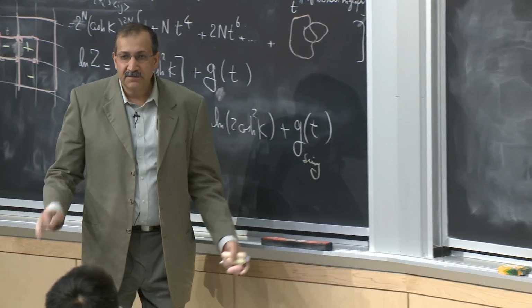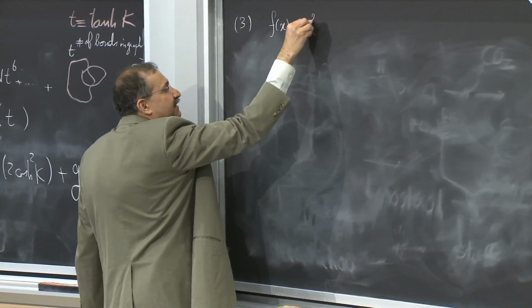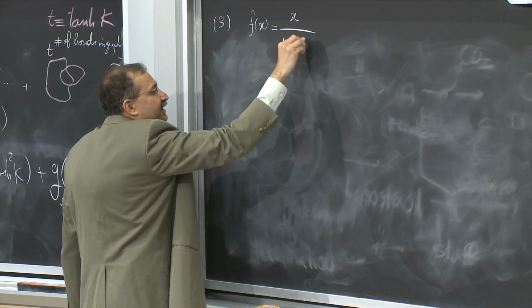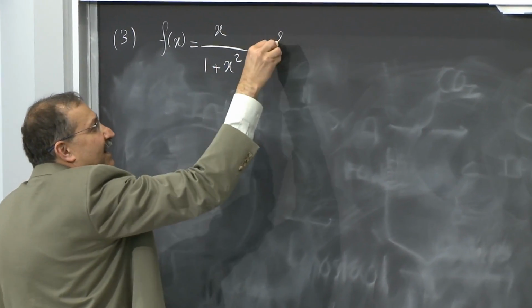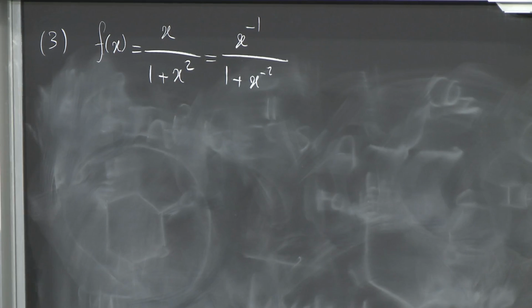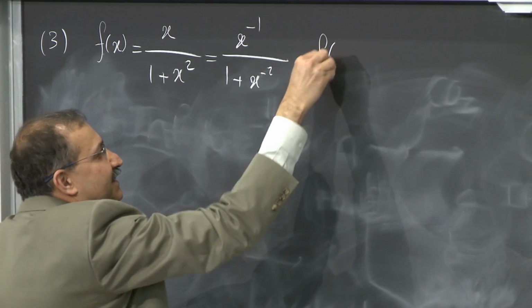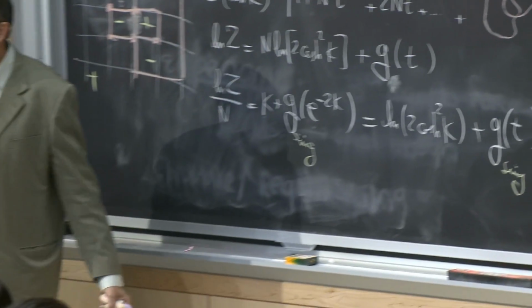Now, just to give you another example, if I had the function f of x, which is x over 1 plus x squared, this function, if I divide by x squared, becomes x inverse over 1 plus x inverse squared. So this is, again, f of x inverse. So if I evaluate this function for any value like 5, then I know the value exactly for 1/5. If I evaluate it for 200, I know it for 1 over 200 and vice versa.